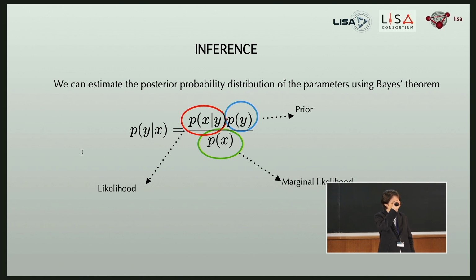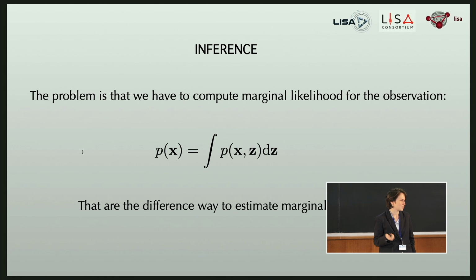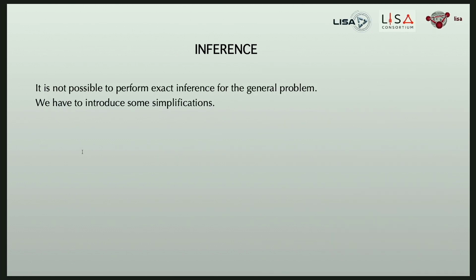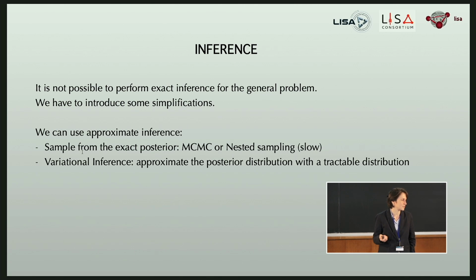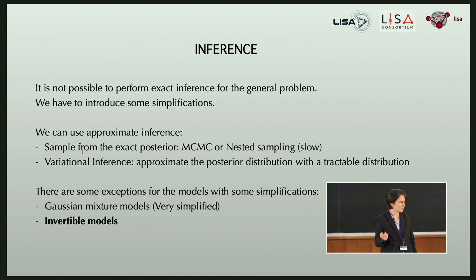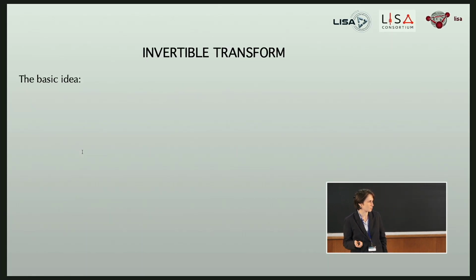So I just wanted to start with the usual Bayes theorem that we always use for inference. The main problem, as we all know, in Bayes theorem is that we need somehow to compute the marginal likelihood for the observation, and it is not possible to solve this exactly, but there are different simplifications. You can either do approximate inference by doing some sort of sampling, MCMC or nested sampling. This is what is usually done at the moment in gravitational waves. Or you can use invertible flows or normalizing flows, and that's what I will talk about.